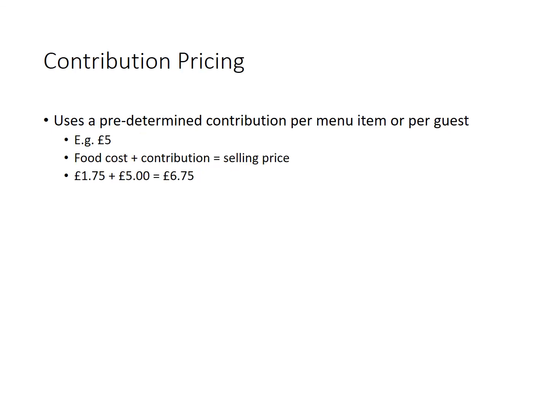So now we have contribution pricing. Contribution pricing uses a predetermined contribution per menu item or per guest. So we look at the food cost and then we add on a contribution to that menu. So what is going to be the contribution? And that contribution would be standard across all those different food items. So it would be that contribution for each guest or for each menu item plus the actual cost of the goods.